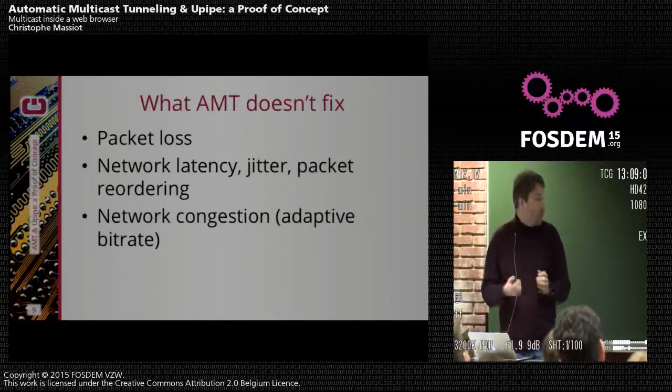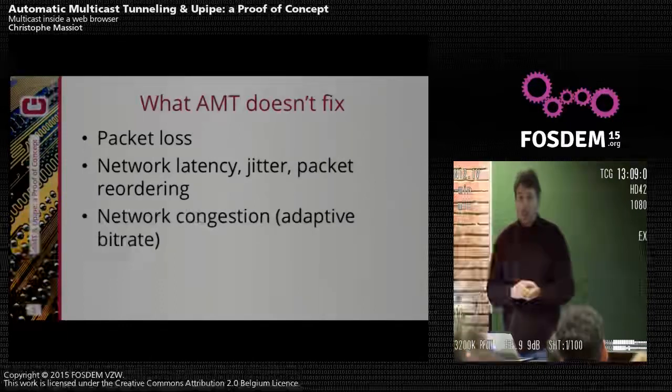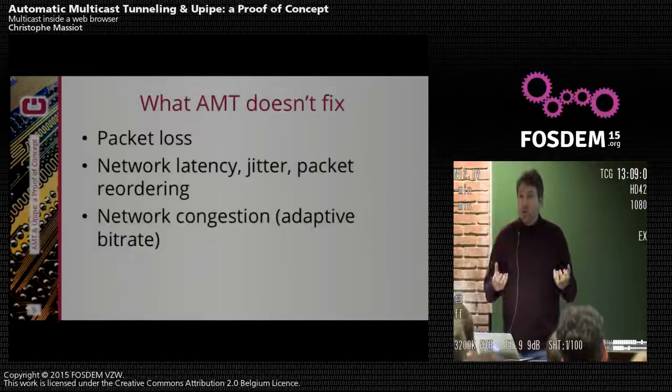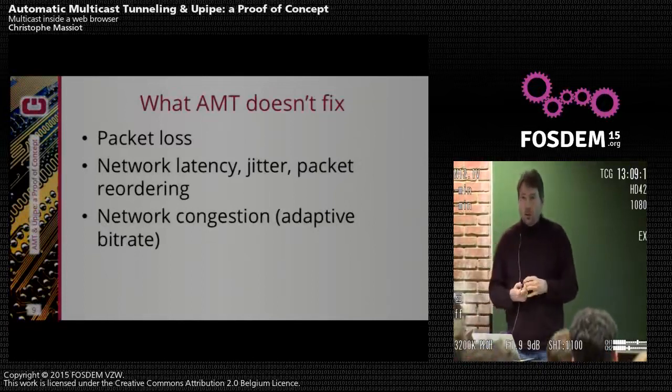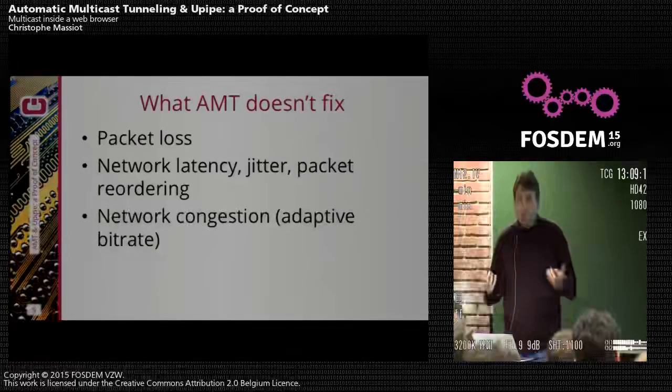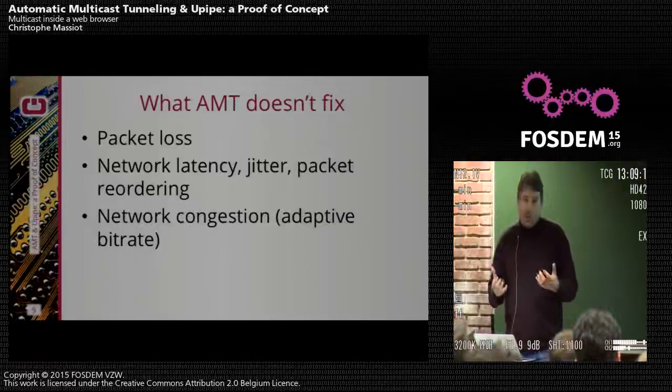Also, if you have network congestion, you will not be able to do adaptive bitrate streaming like you do currently. You have to implement that at the application layer as well, for instance by switching to a different multicast stream that would be lower bitrate. But this is application level.